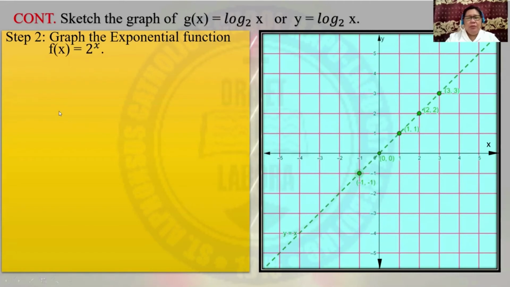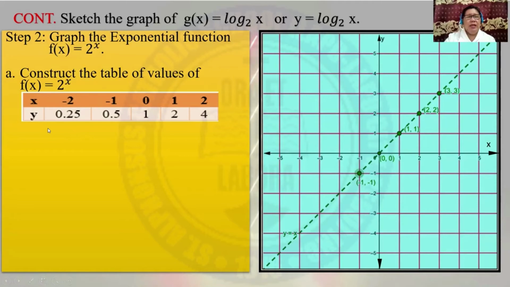For step 2, you have to graph the exponential function f of x is equal to 2 raised to x. First, we have to construct the table of values of the exponential function. So, assigning values to x, we have -2, -1, 0, 1, and 2. For the values of y, we have 0.25, 0.5, 1, 2, and 4.